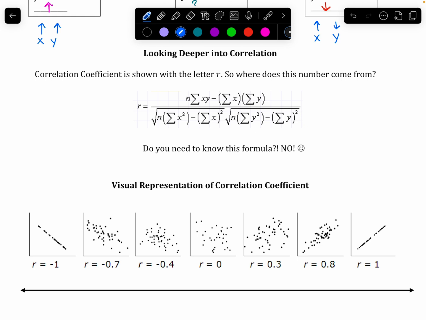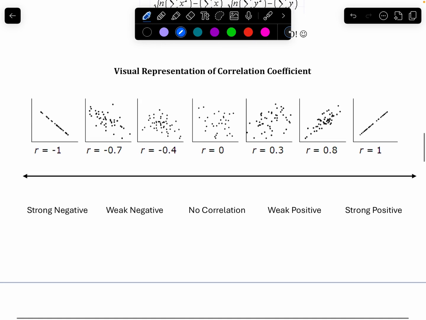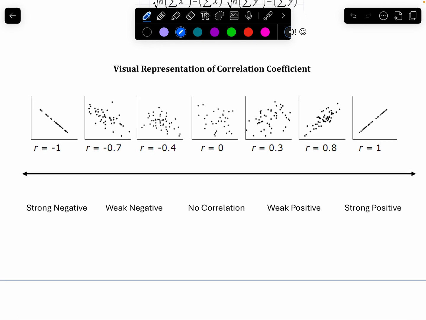Okay, let's look a little bit deeper into correlation. So correlation coefficient is shown with the letter R. We talked about that earlier. Your correlation coefficient kind of just tells you how closely related sets of data are without necessarily having to graph it. But we have this really complicated formula right here, and that is where you get the little letter R from. Now, the good news is we do not have to find or calculate the correlation coefficient by hand. Yay, okay? Our technology gets to do that for us, which is great.